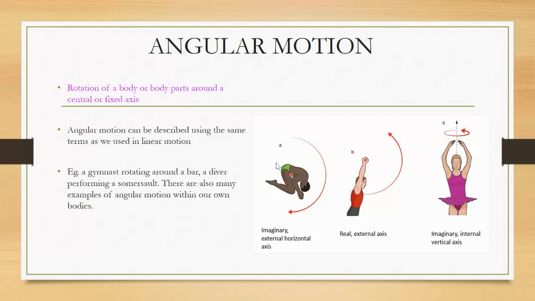We can see an imaginary axis of the diver, a real external axis, and an imaginary internal axis in the center of the ballerina. So there's no actual pole that she is rotating around. It's just the center of her that is the axis she is spinning around.